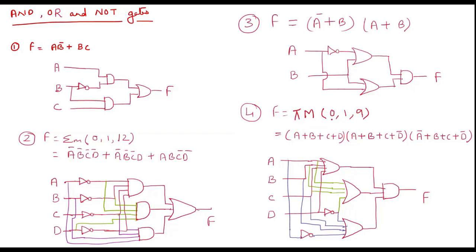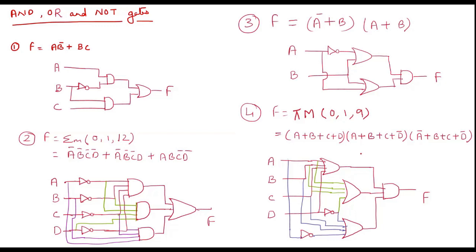Now here 0 will be in pure form and 1 will be complemented, as this is a max term equation. So 0 is represented as 0, 0, 0, 0, that is A plus B plus C plus D. 1 is represented as 0, 0, 0, 1, that is A plus B plus C plus D complement, and 9 is 1, 0, 0, 1, that is A complement plus B plus C plus D complement.